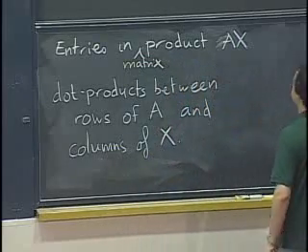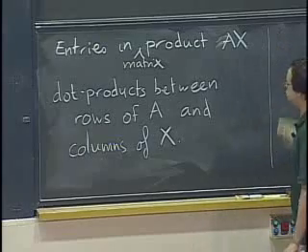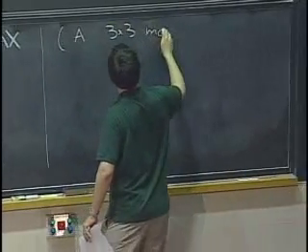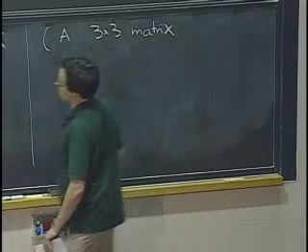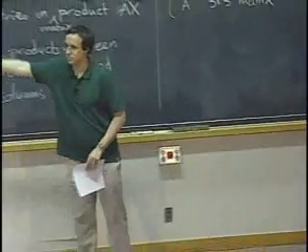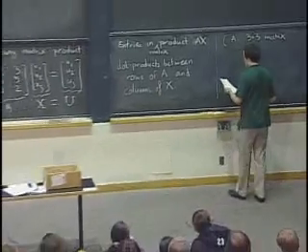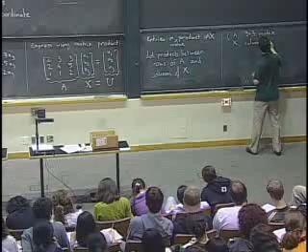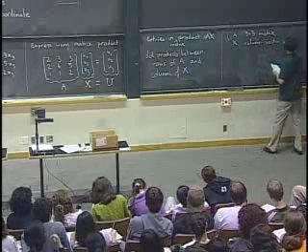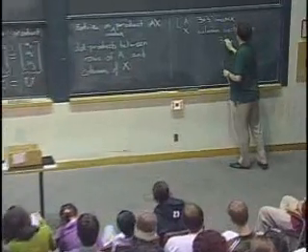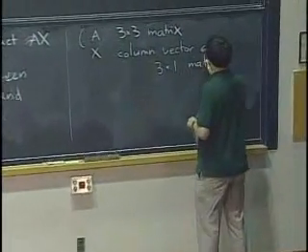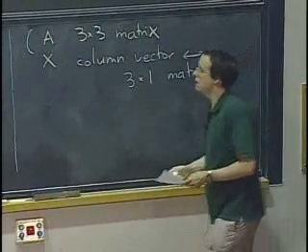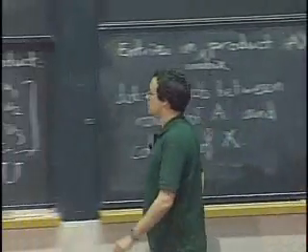So maybe I should say here, A is a 3 by 3 matrix. Okay, that just means there's 3 rows and 3 columns. And X is a column vector, which we can think of as a 3 by 1 matrix. It has 3 rows and only 1 column. Okay, so now what can we do?